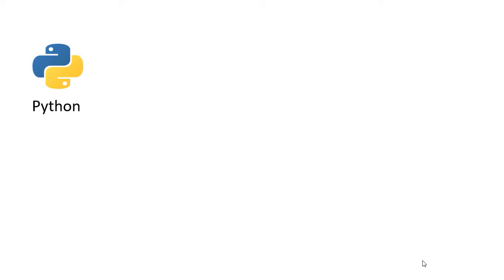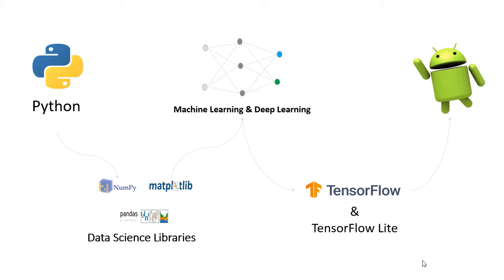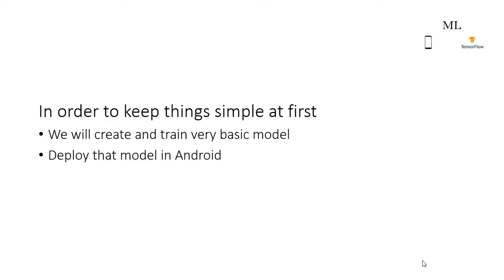We will start by looking at the basic syntax of the Python programming language. Then we will learn about some of the commonly used data science libraries. Then we will look at machine learning and deep learning. Then there will be a crash course on TensorFlow and TensorFlow Lite. Then we are going to practice all these things by training our machine learning models and developing Android applications for them. For our first application, we will keep things very simple by training a very basic model. Then we are going to develop an Android application for that model.